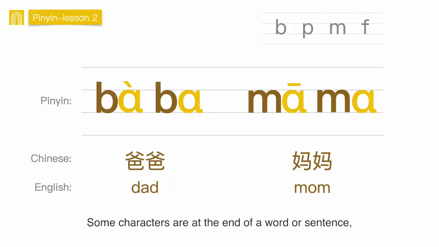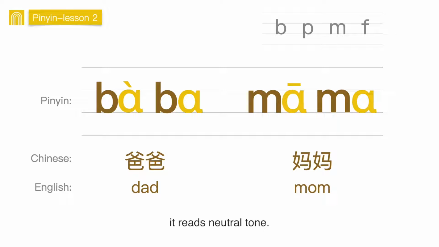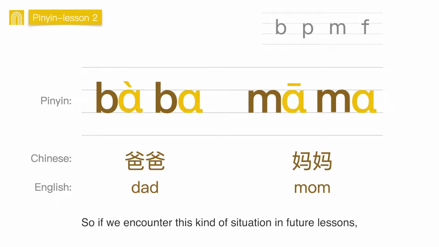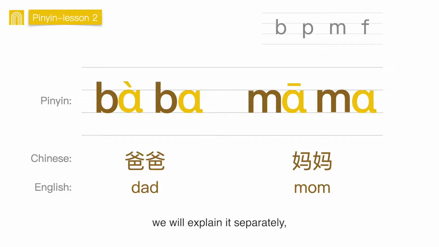Some characters, or at the end of a word or sentence, do not read the original tones. They read natural tone. This is a kind of special case. So, if we encounter this kind of situation in future lessons, we will explain it separately. And here, we just need to learn and read natural tone. Let's read this together. Ba ba, ba ba. Ma ma, ma ma.